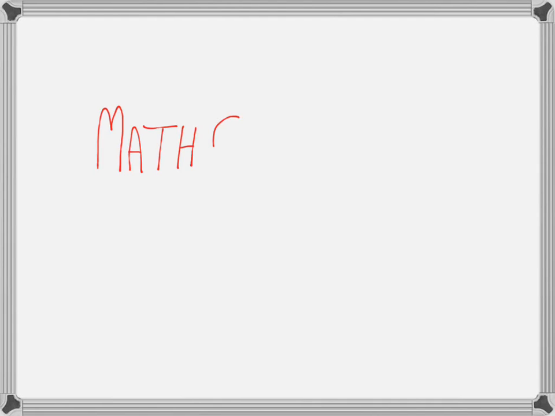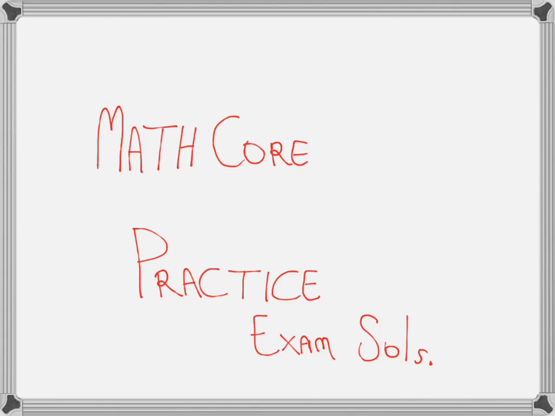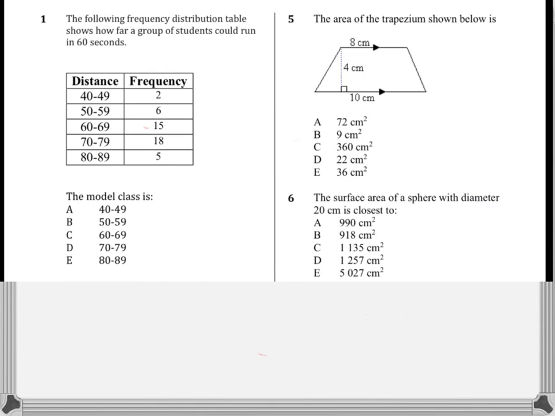Okay, we're going to look at our 2015 Core Maths Practice Exam Solutions, and only just for the multiple choice section in this video. So let's get started. So question 1, the following frequency distribution table shows how far a group of students could run in 60 seconds.